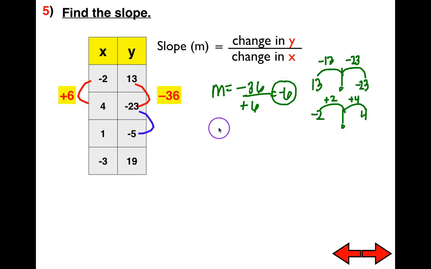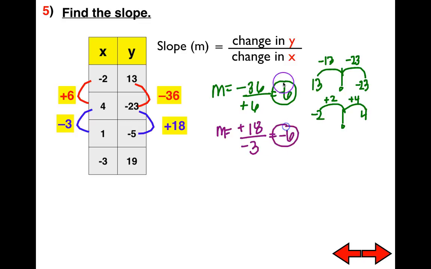Now, repeating this process, what is negative 23 to negative 5? Is it getting bigger or smaller? It's getting bigger. How much bigger? It's getting bigger by 18. Now, how about my change in x? How is 4 becoming 1? That's easy. It's getting smaller. And how much smaller? It's getting smaller by 3. So this also reduces to negative 6. So far, so good. I got to check my last one, though.